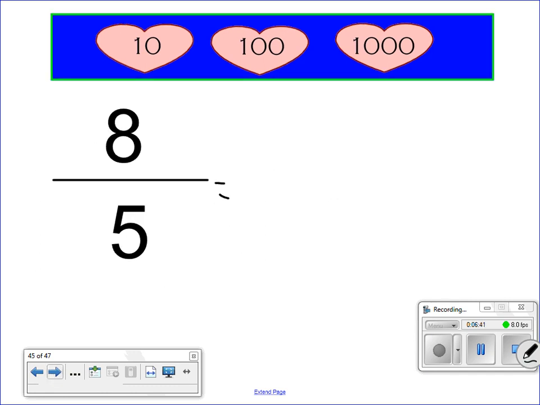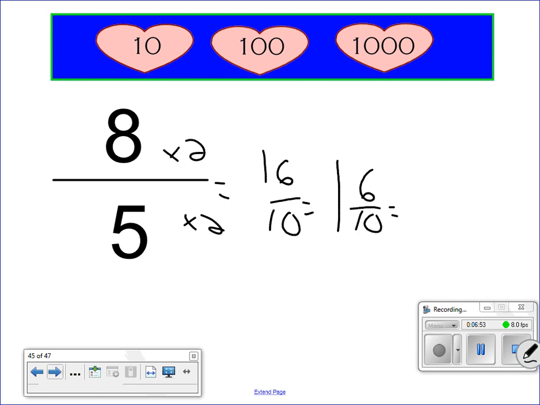Take a look at this one. Now we're getting tricky. This goes into 10. Times 2 times 2. This gives me 16 over 10. So this would look like 1 and 6/10, which would look like this: 1 whole number, period, 6. Please, I want you to double check, maybe rewind this question, just so you understand what that means right there.